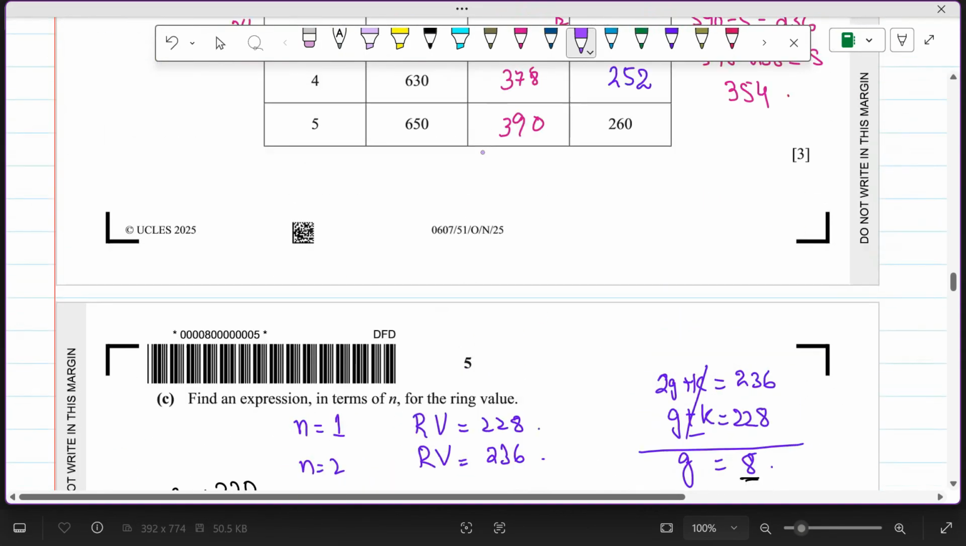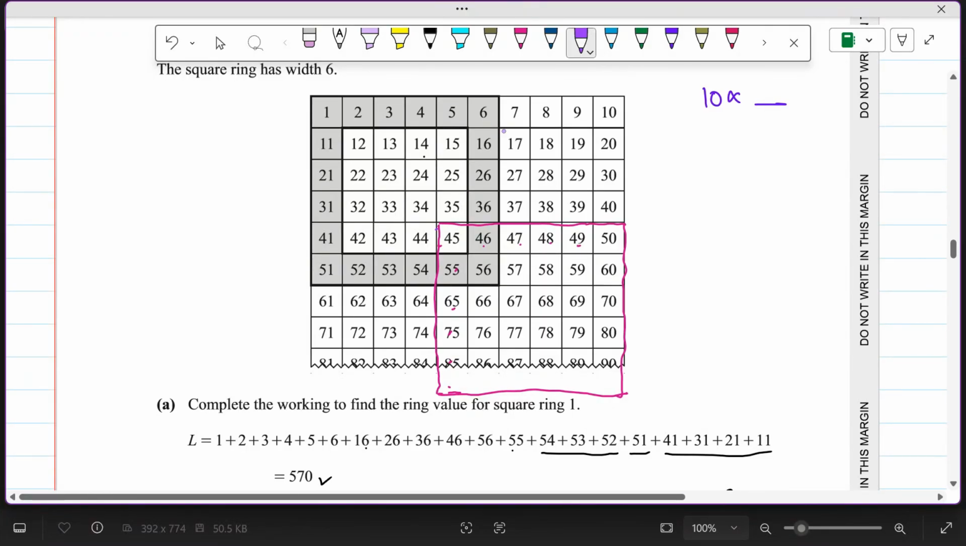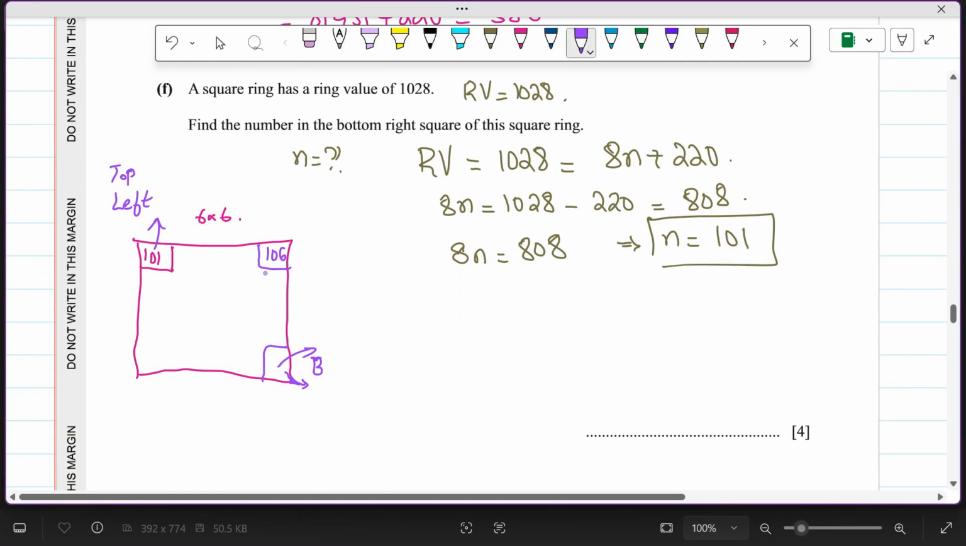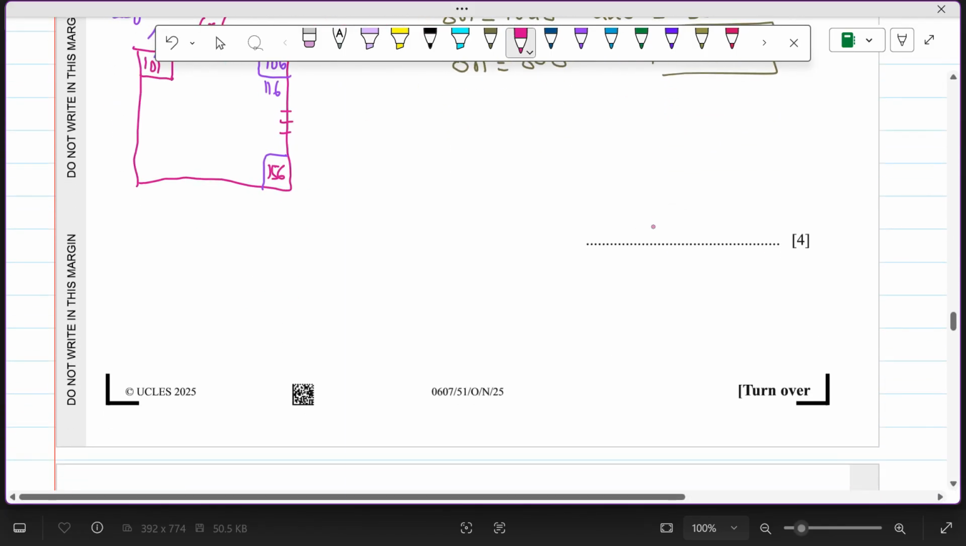Okay. And towards downward, it increases by 10. 6, 16, 26, 36. So this one will be 116, then 126, then 136, then 146, then 156. So the bottom right square will have the value of 156.